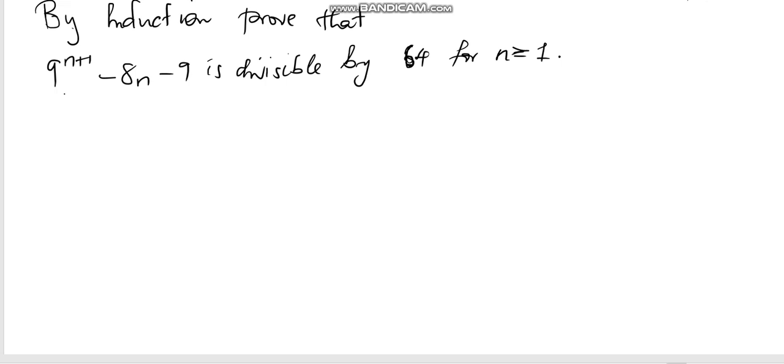So we have this question here. By induction, prove that 9 to the power n plus 1 minus 8n minus 9 is divisible by 64 for all n greater than or equal to 1. So the first thing that we're going to do is show that this statement is true for n equal to 1. So we just put that statement there. So we need to show that.